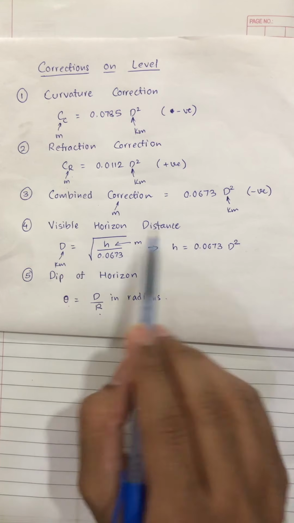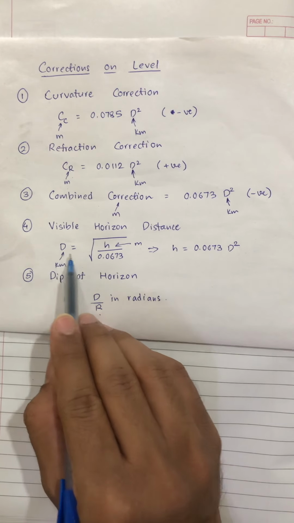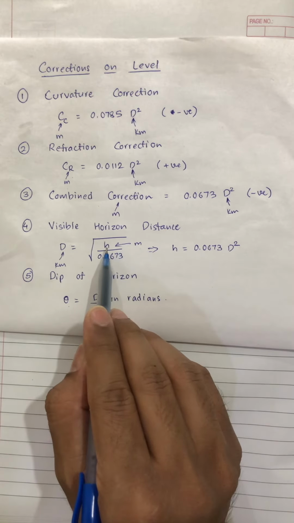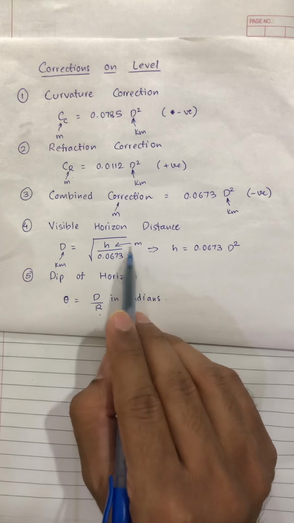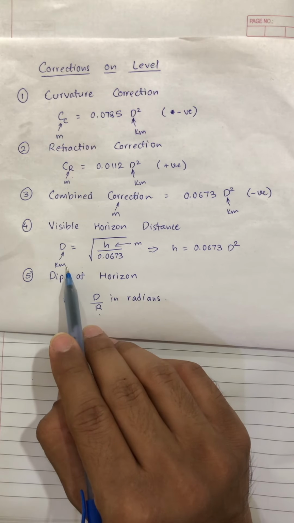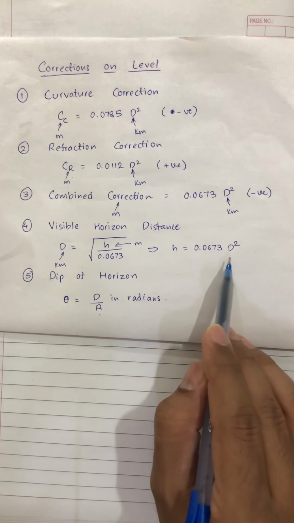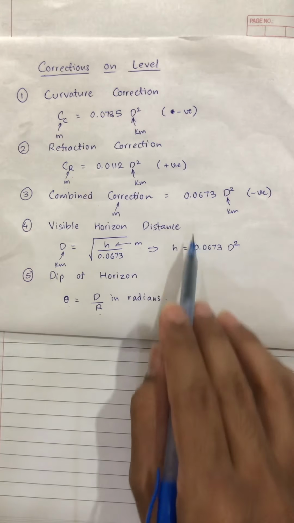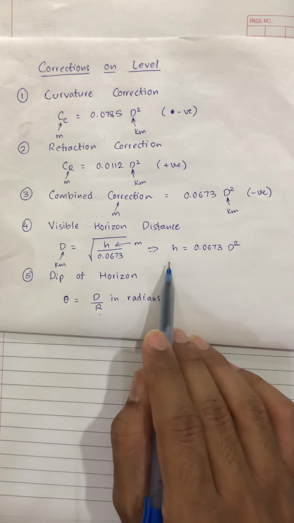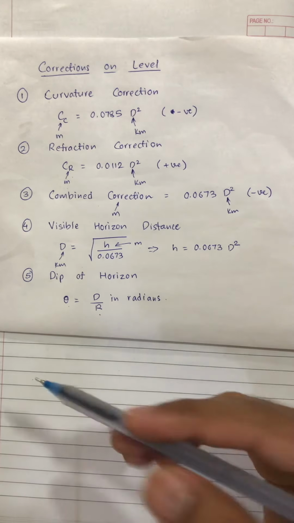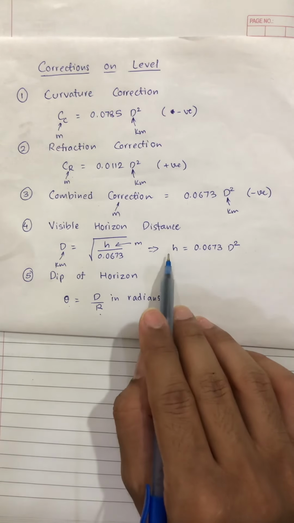Then we have the visible horizon distance, where this visible horizon distance is given as capital D is equal to under root of h upon 0.0673, and here if h is in meter, then D will be in kilometer. This formula can be written like this also: h is equal to 0.0673 d square. This is similar to the combined correction itself. This formula can be used when we have to find the height of any hill, any object or any building.